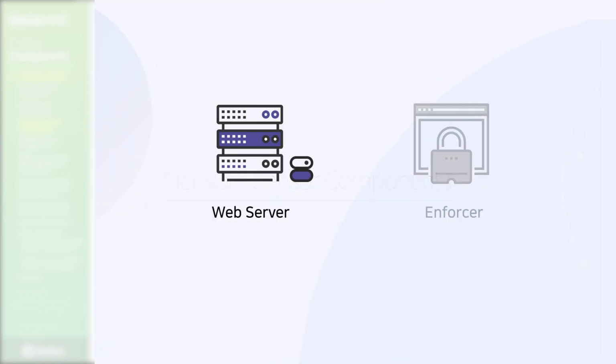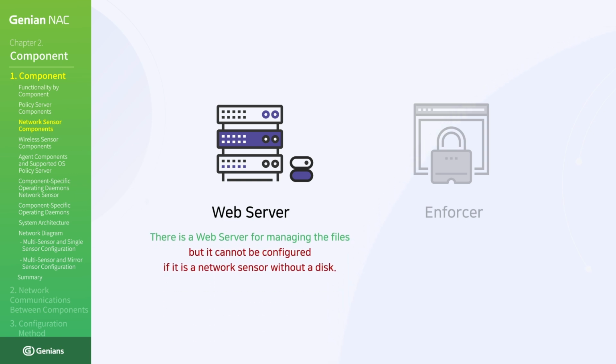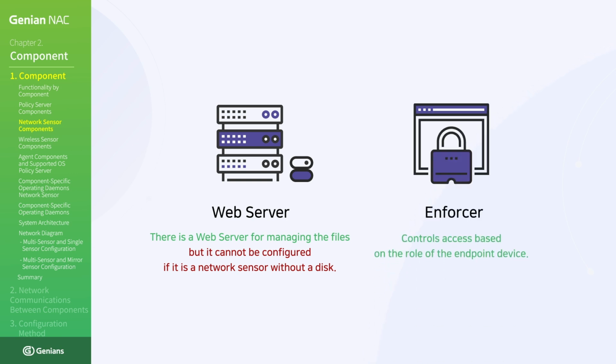The network sensor consists of 2 key components. 1. There is a web server for managing the files, but it cannot be configured if it is a network sensor without a disk. 2. Enforce controls access based on the role of the endpoint device.